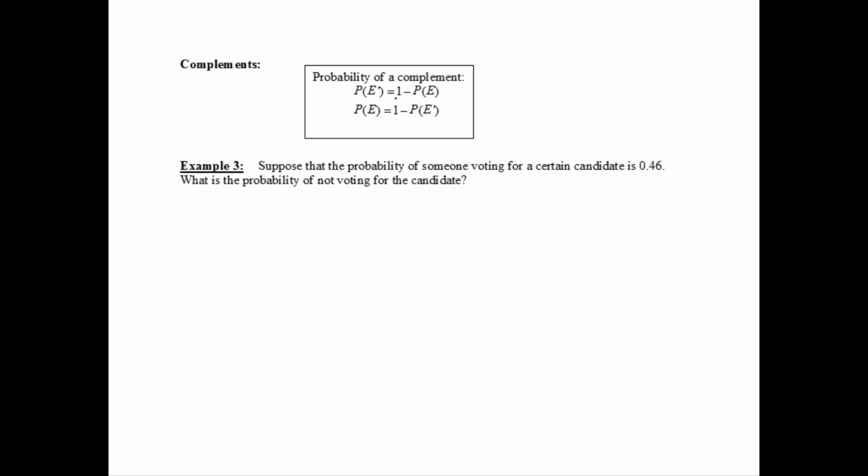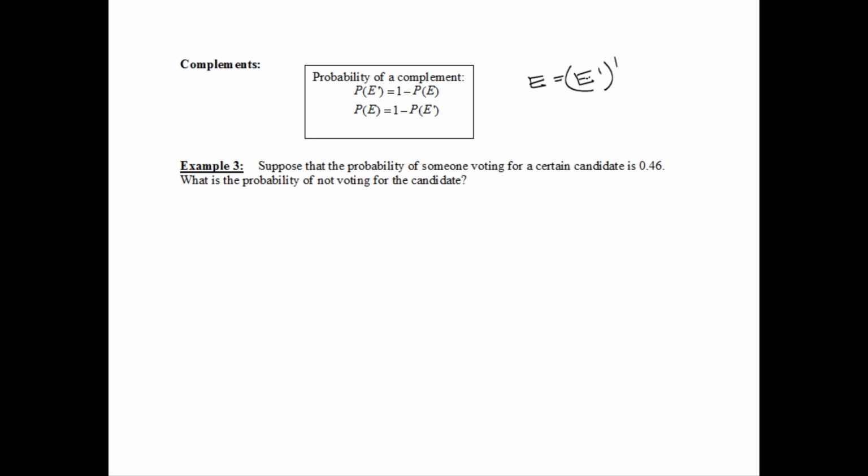Probability of E complement is equal to 1 minus P of E, or since E is the complement of E complement, then we get the second version of this concept. It's written as a formula, but really it's more of a concept. Just the idea of the total probabilities having to add up to 1.